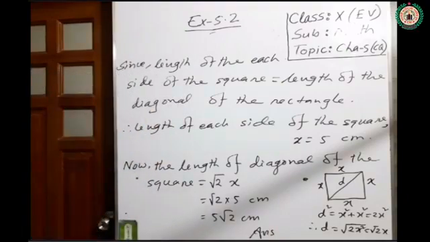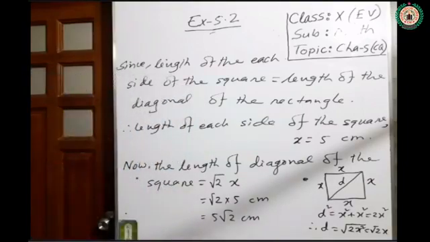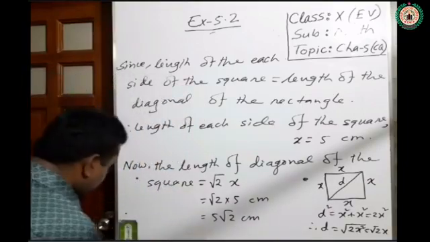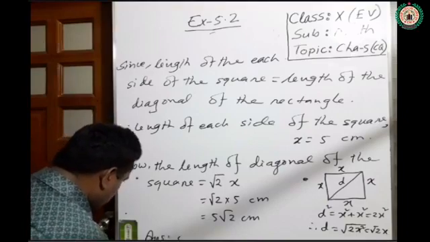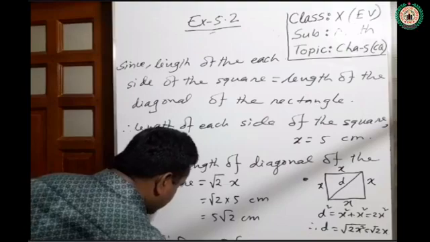Actually, in this question, we have to find length of the diagonal of the rectangle and length of diagonal of the square. That's why two answers are here. First answer is 5 centimeter and second answer is 5 root 2 centimeter.